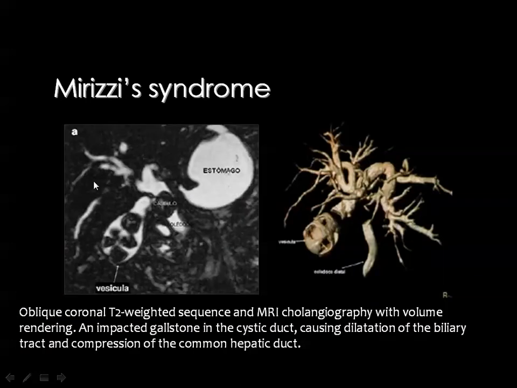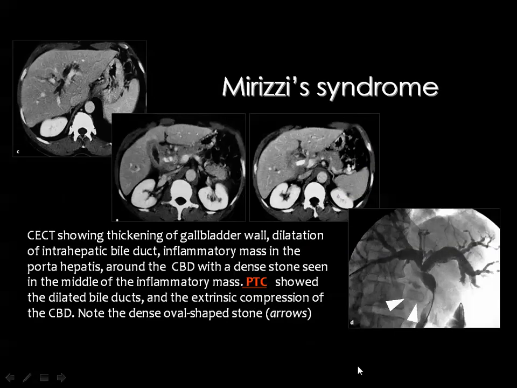And these are reconstructed images from MRCP showing a calcular gallbladder, and this is the site of the stone compressing the common bile duct. This is the 3D image showing the calculi in the gallbladder as well as the site of compression. And this is, of course, a reasonable example of Mirizzi syndrome by CT.